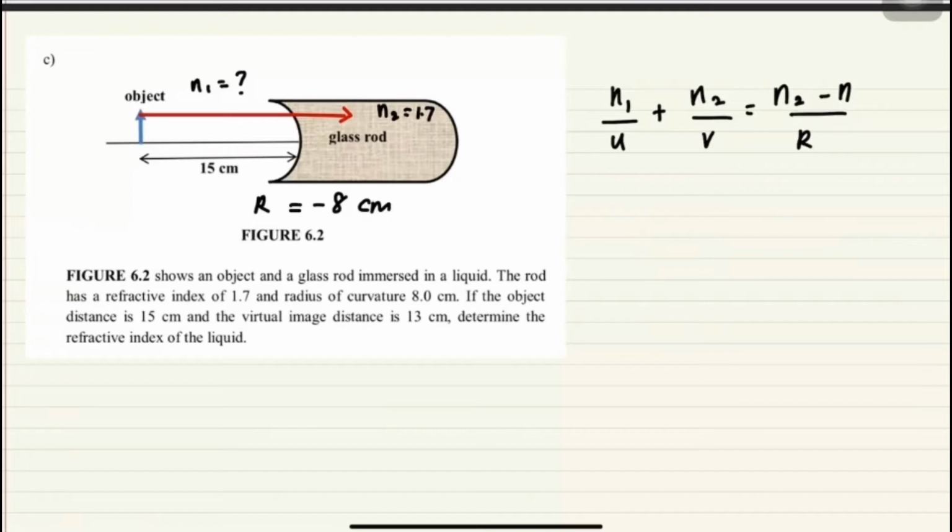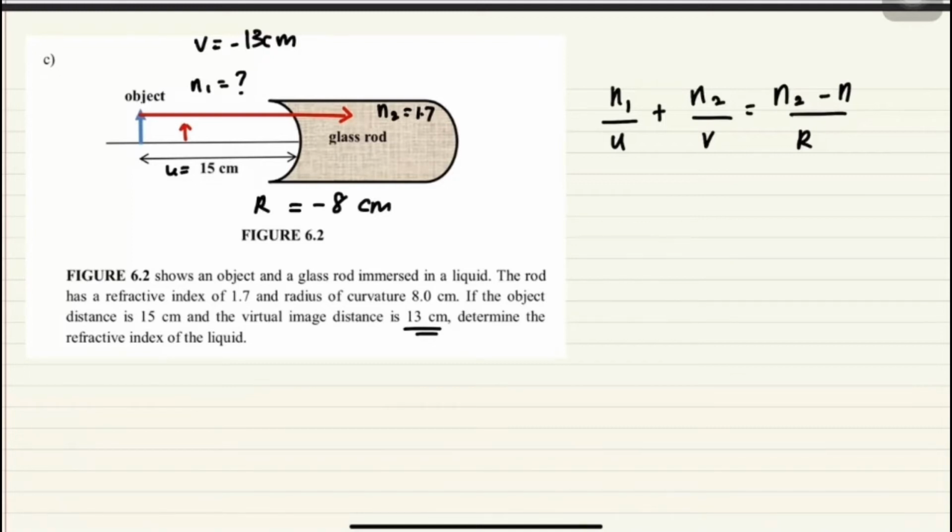Okay, and then U is 15 cm. So you just have to substitute everything in here. The virtual image distance is 13 cm. Virtual image means V is negative, so V equals negative 13 cm. To know where the image is, it is on the same side as the object. So this is the lens, the virtual image is maybe over there, somewhere over there.